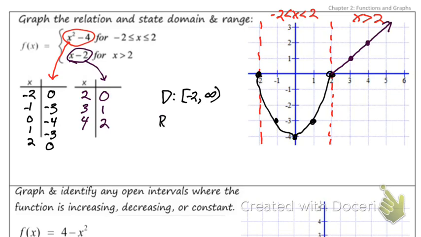Range are going to be our y values. It's low to high. What's the range of this one? Oh. -4 with a bracket. Perfect. -4 with a bracket to infinity. Our lowest point is -4. Our highest point is forever in the sky. All right, questions on that one?